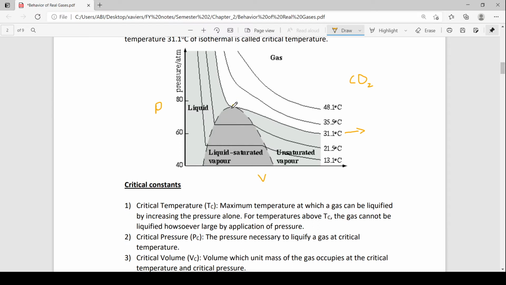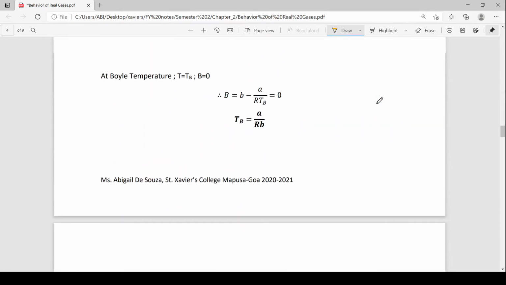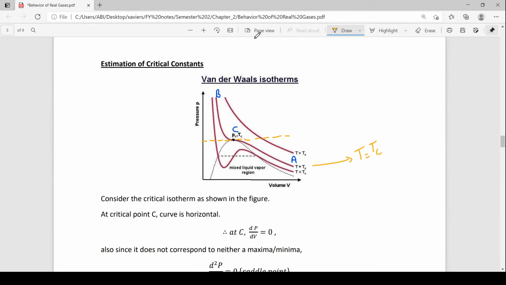So now let us determine what the equation is to determine the critical pressure, what is the value to determine Vc, that is this value, as well as Tc. Okay, so we're going to determine that, and how we do that. Let us consider this critical isotherm ACB, as shown in the figure, where T is equal to Tc.